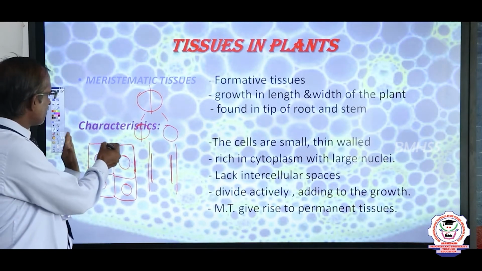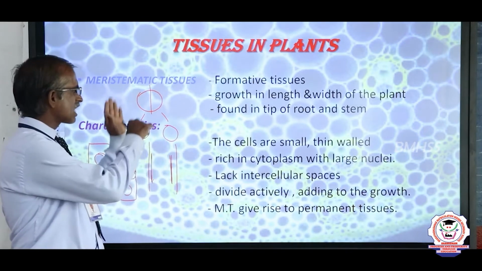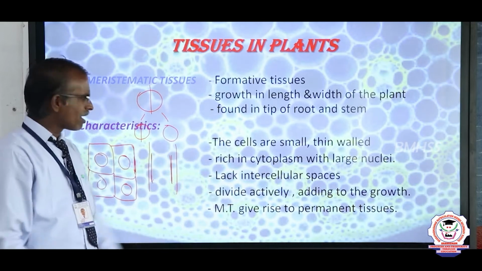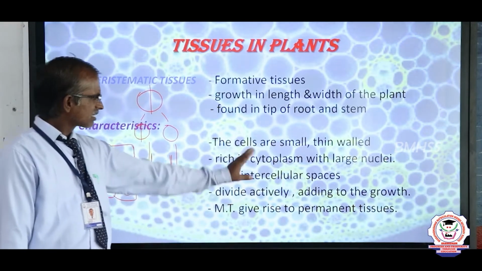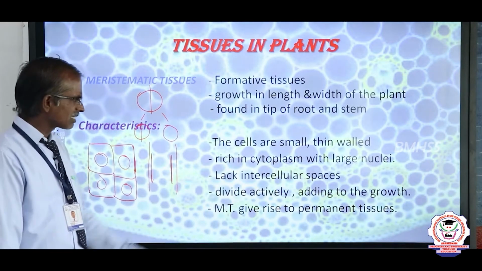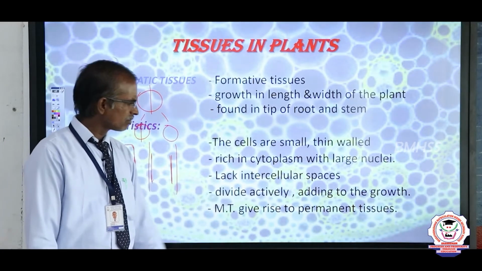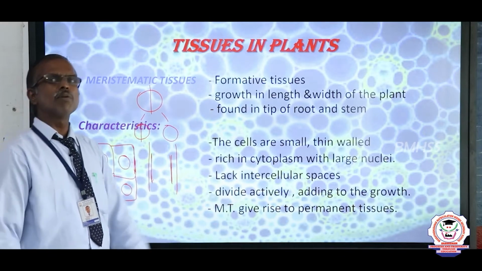Some of the meristematic cells are transformed into permanent tissue. To summarize, meristematic cells are small and thin walled, with rich cytoplasm and a large, prominent nucleus, lacking intercellular space, dividing actively and adding to the growth. Meristematic tissues give rise to permanent tissues.